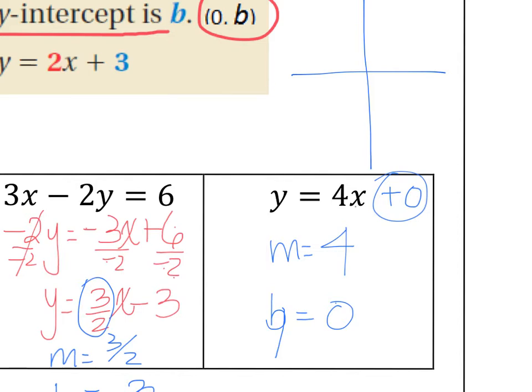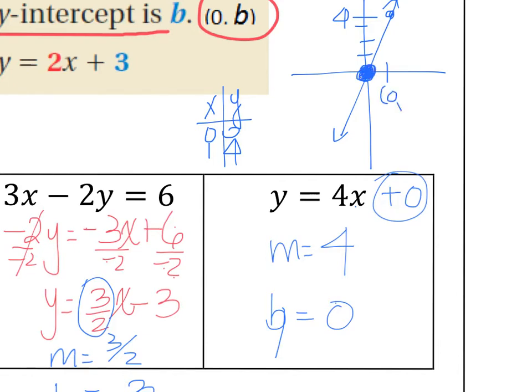If when x is 0, this goes back to 8.1, y is 0. When x is 1, y is 4. 1, 4, about right there. 1, 2, 3. Okay, see, it crosses the y-intercept is actually this one.